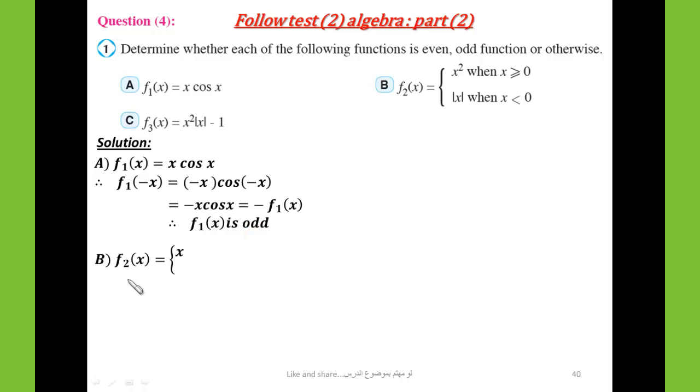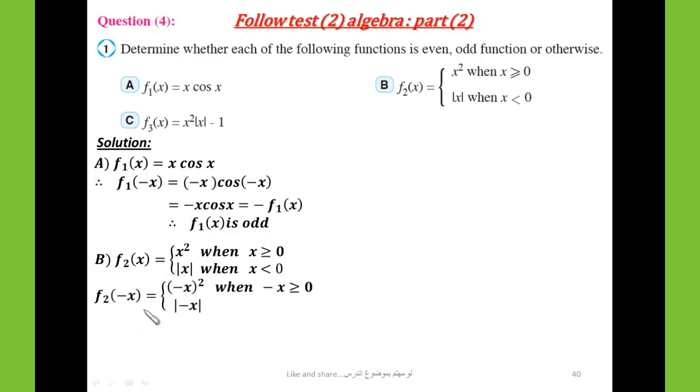B. f2 of x equals x square when x is greater than or equal to 0, and f2 of x equals absolute of x when x is less than 0. We will substitute x by negative x. So f of negative x equals negative x all power 2. Instead of x, we substitute negative x.